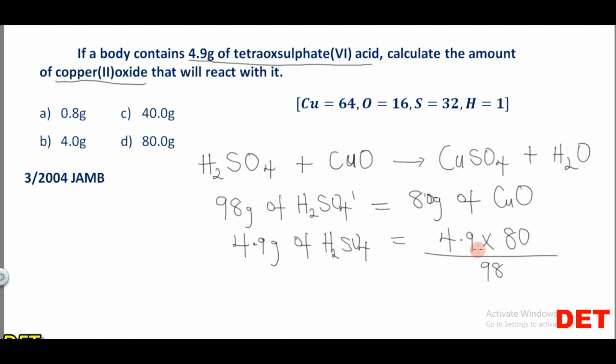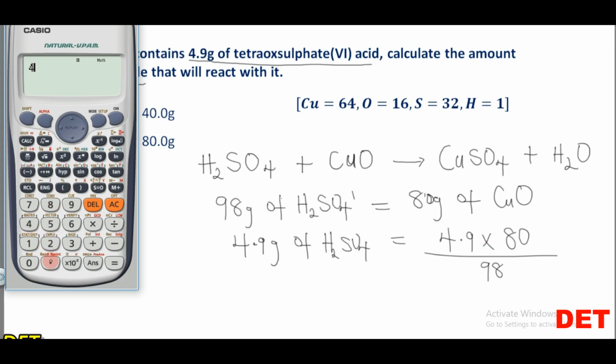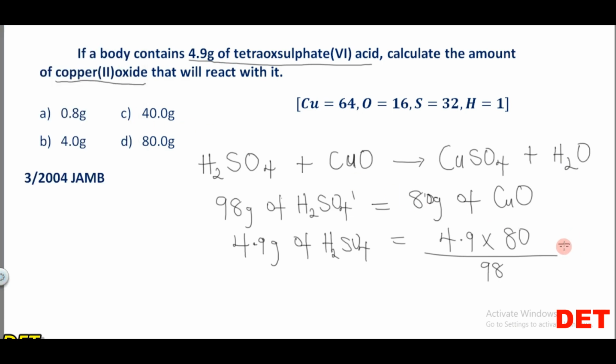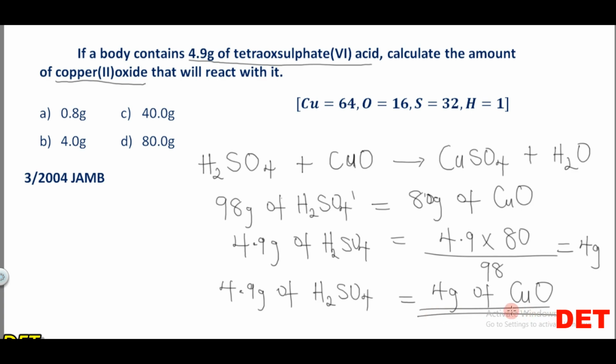So when you input this into your calculator, this will be 4.9 times 80, equal to 392, divided by 98, that will be equal to 4. So this will be equal to 4 grams. So 4.9 grams of tetraoxosulphate(VI) acid, H2SO4, would require 4 grams of copper(II) oxide. So this is the answer to this question. It's a very simple and straightforward question.